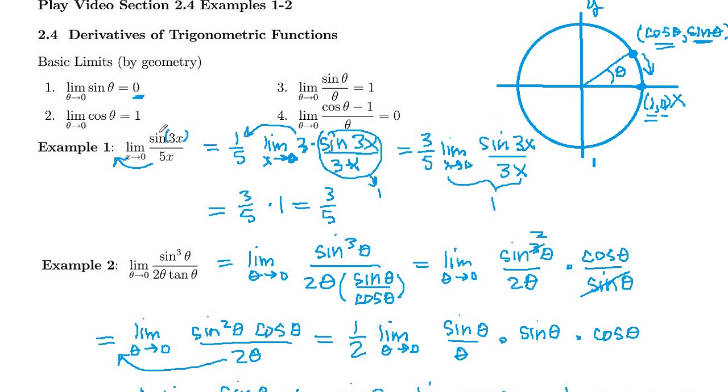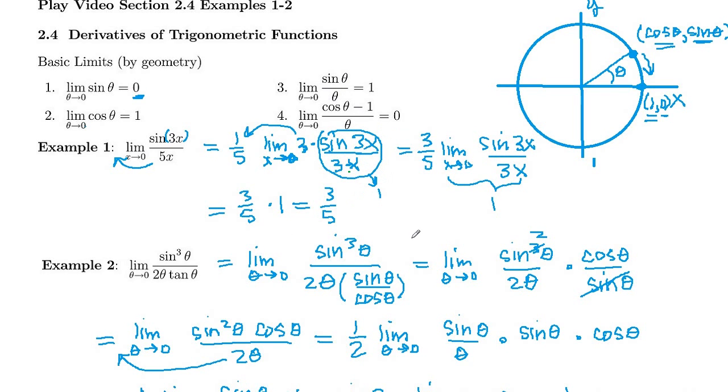So for example, with the sine 3x over 5x, we pulled the 5 out in front, so we had 1/5. And that left us sine 3x over just the x, and then we multiplied and divided by 3 so that the 3x right here agreed with the 3x right here. So then it looks like sine theta over theta, except instead of theta, 3x.